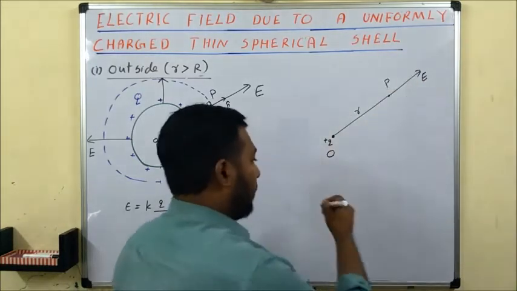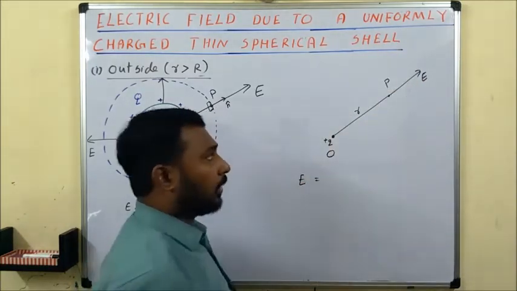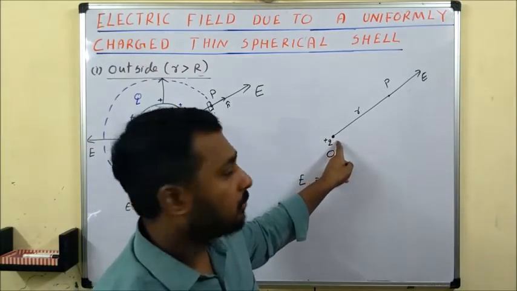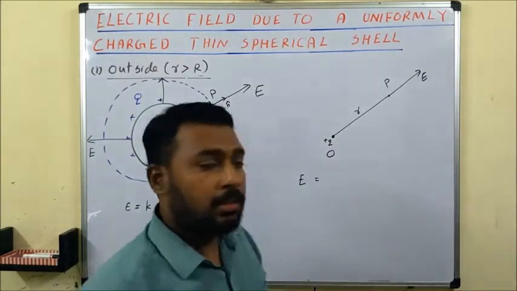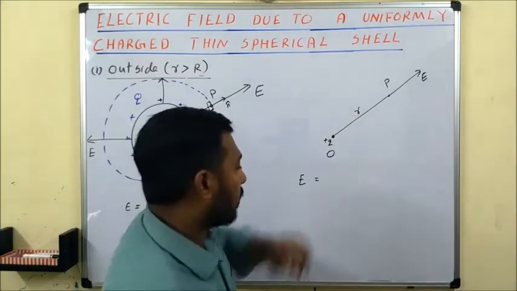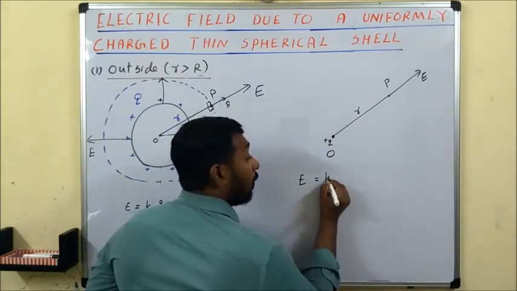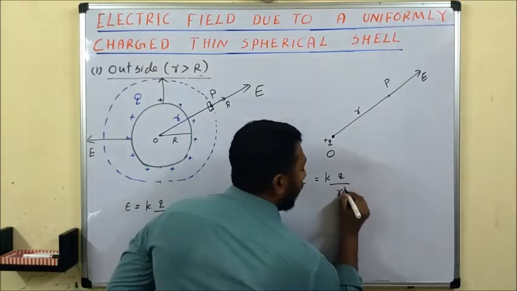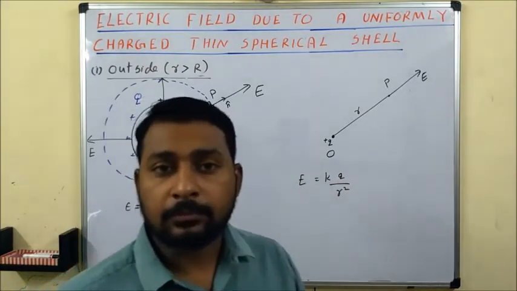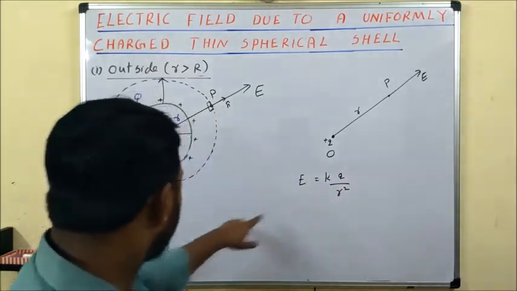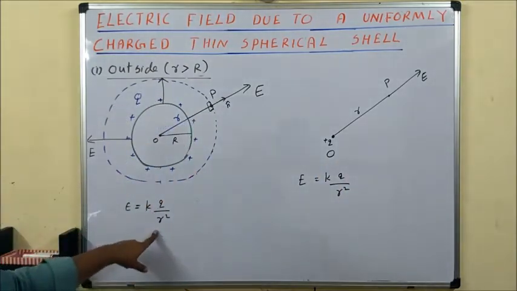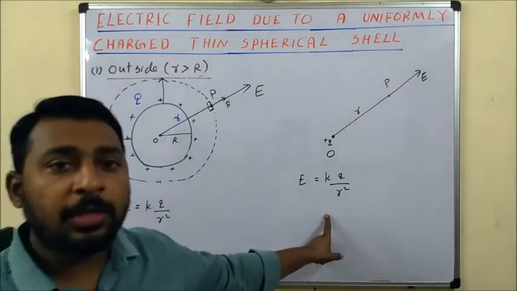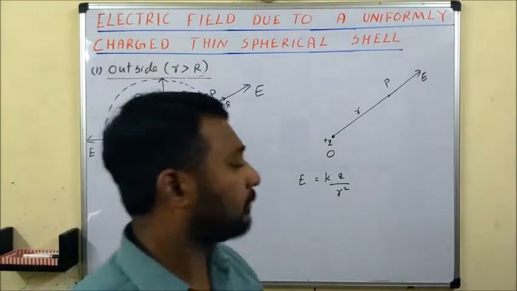Now this electric field due to a point charge at distance R is, as we have already derived before, KQ by R square. Look at the board. Both equations are equal to KQ by R square, and here also exactly the same equation.